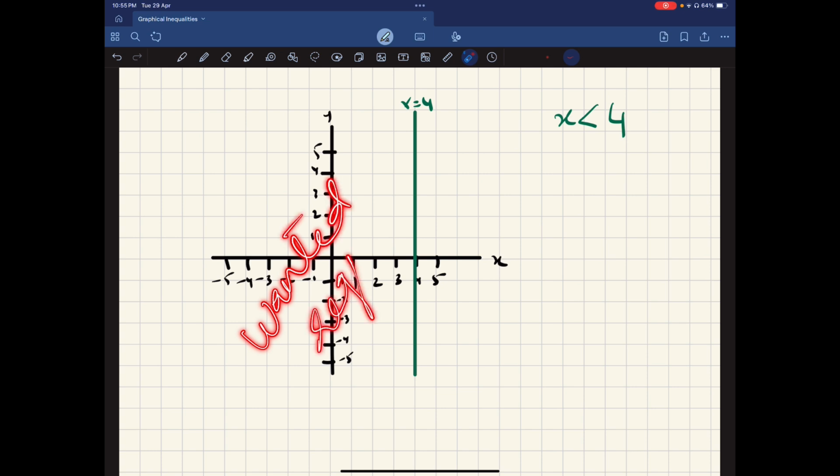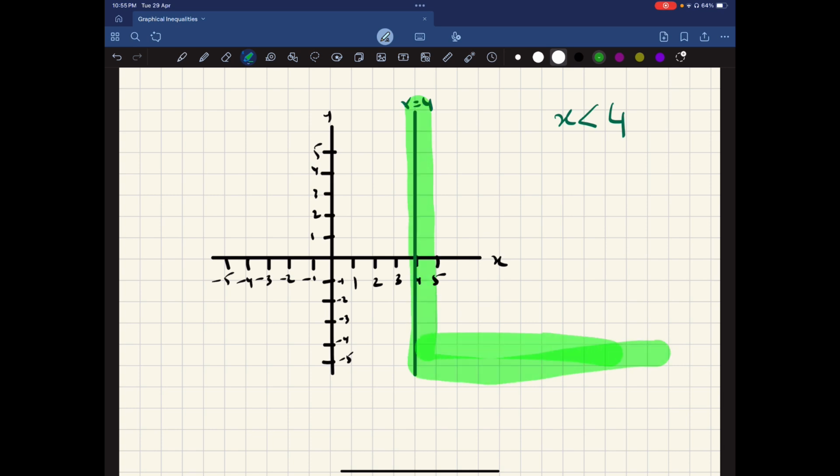Which region are we going to shade? We always shade the unwanted region. So what region is that going to be? The region to the right of the line x equals 4. Okay, so what is the rule that we can derive?